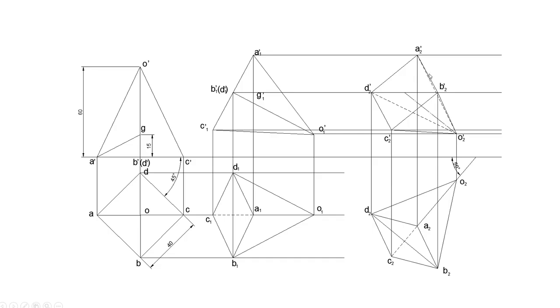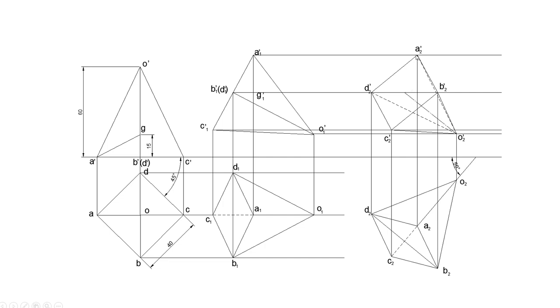So after drawing the base as visible, draw the border line and you can see the O2 dash D2 dash line and the O2 dash A2 dash line will be dotted lines. These two lines will be invisible in this case. So use dotted lines to represent those lines. Also, to get a 3D appearance, you can draw the axis using chain line.